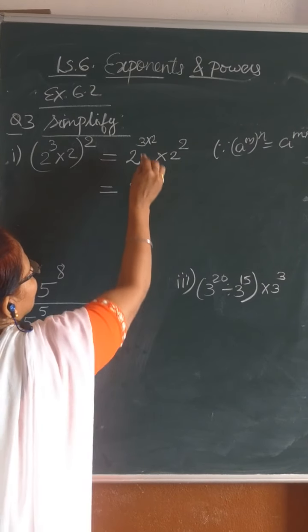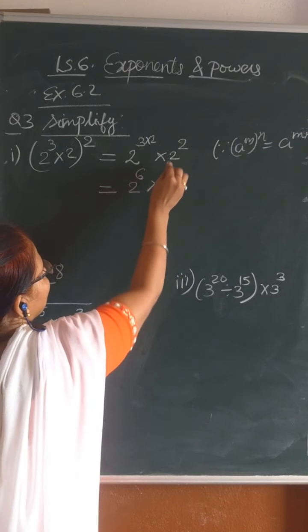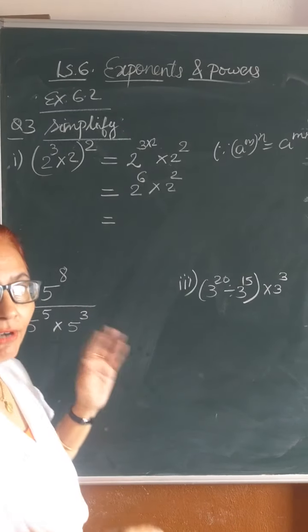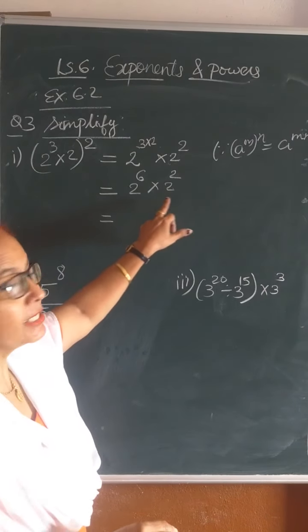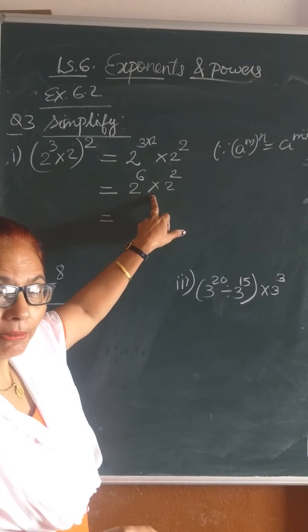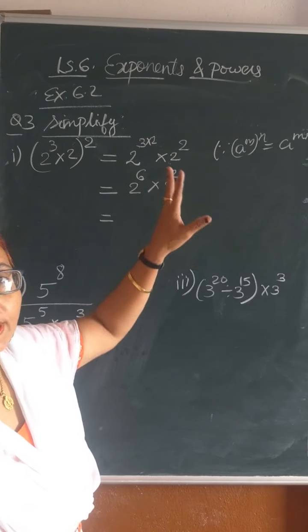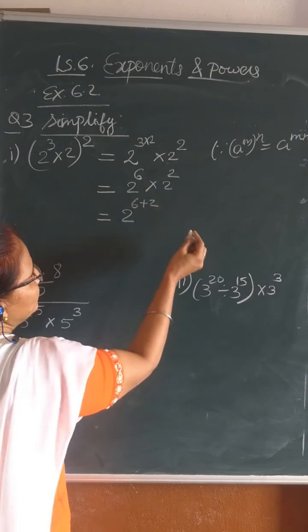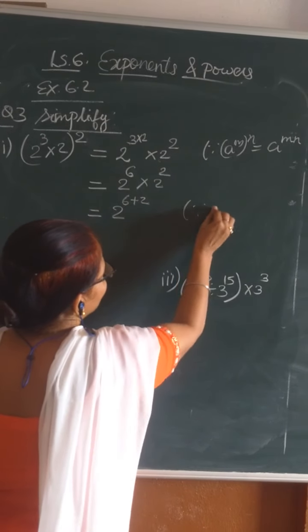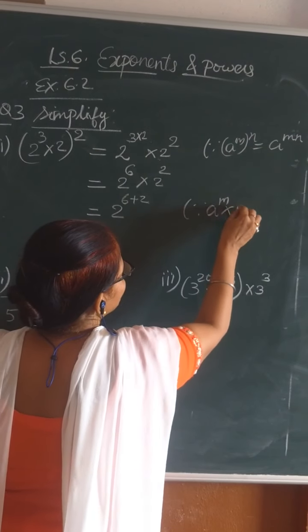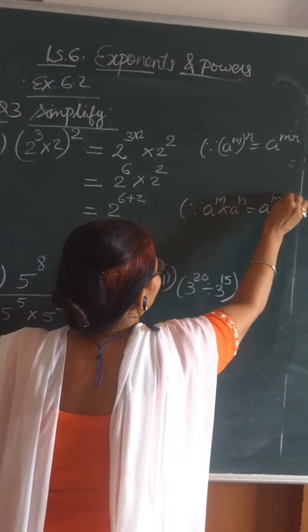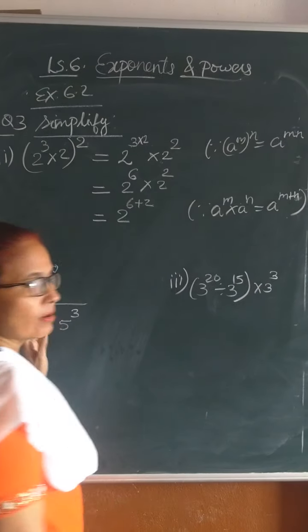2 times 3, 2s are 6, into 2 square. Okay, now children, again we can use the law. You can see the base is same and there is multiplication sign, so you have to always add the powers. So what you will write now? 2 to the power 6 plus 2. And here what we have used: a to the power m into a to the power n is equal to a to the power m plus n. This law you have used.